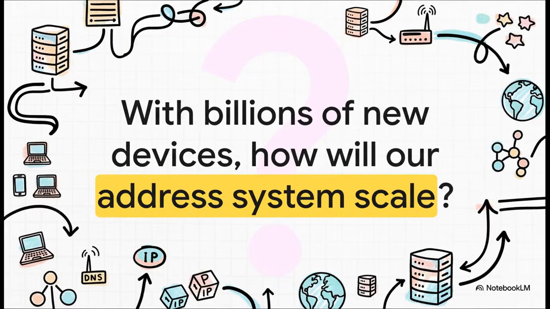And all this brings us to a huge, fascinating question for the future. You see, the current address system we use, it's called IPv4, only has about 4.3 billion addresses. And for a long time, that seemed like more than enough. But now, with the Internet of Things, we're talking smartwatches, smart fridges, smart cars. Everything is coming online. We are literally running out of addresses.